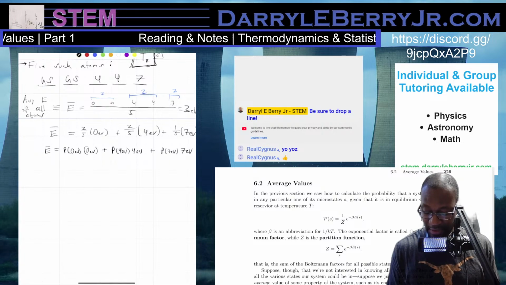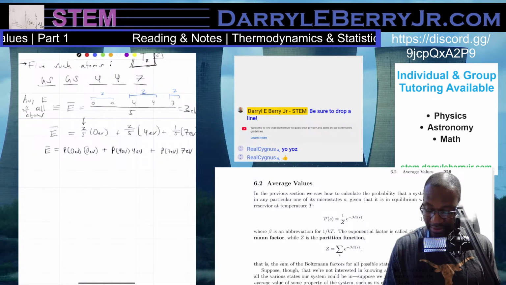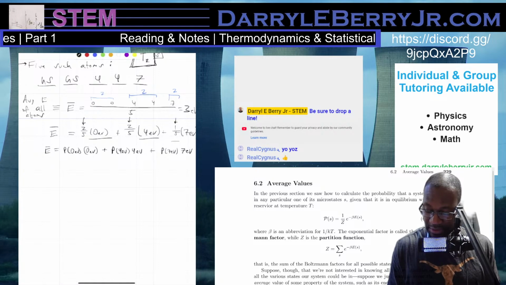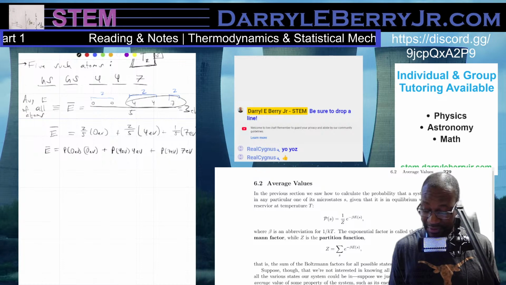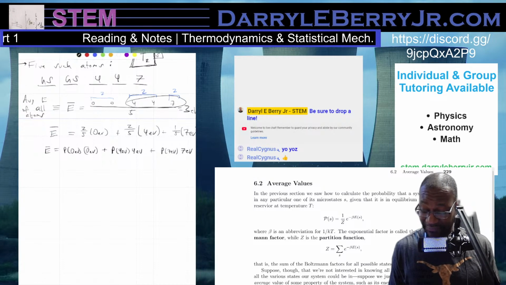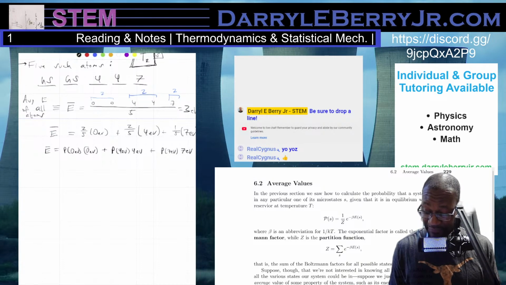So here we have the probability of each one, multiplied by the energy of each one, and that still gives you the average of 3. This would be equal to 0, this would be 8 out of 5, this would be 7 out of 5, which is the same thing we have here. 8 out of 5 plus 7 out of 5 is 15 out of 5, so that's 3.